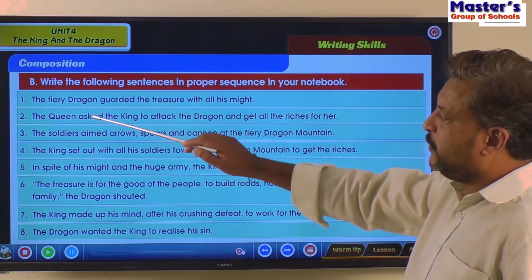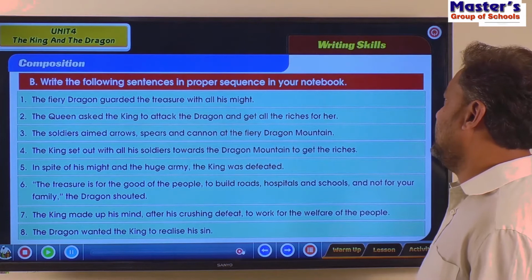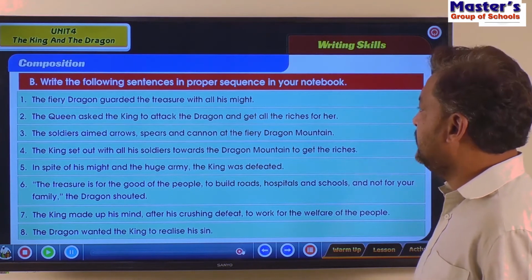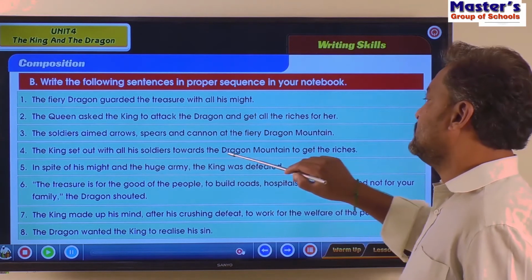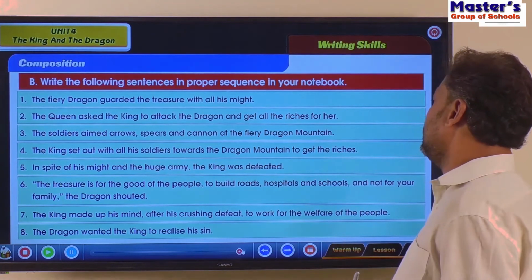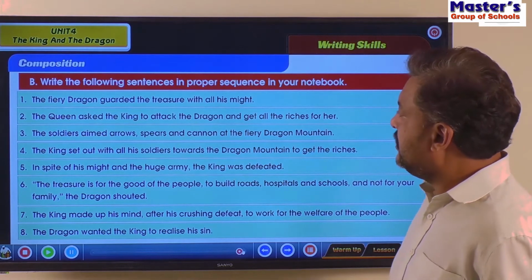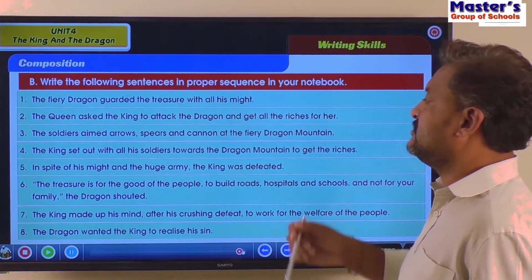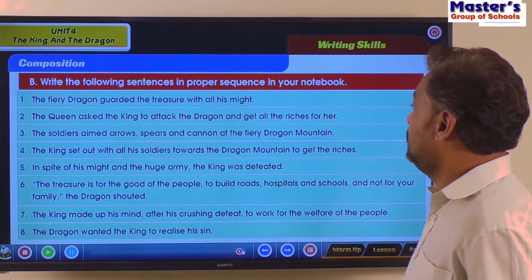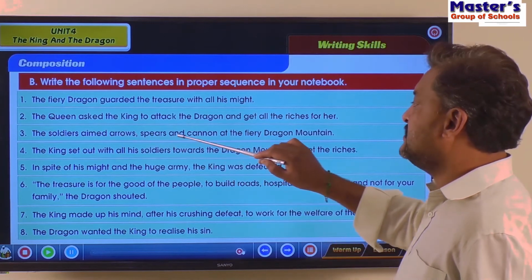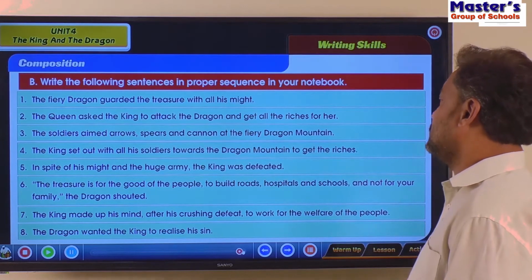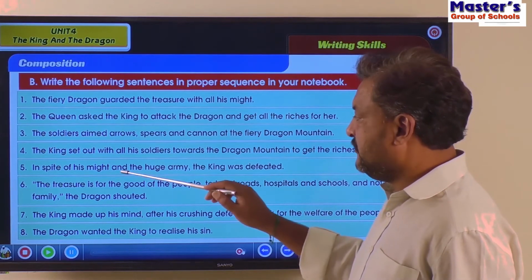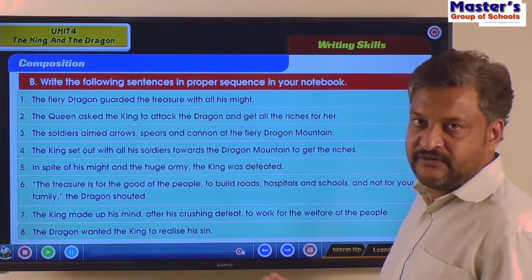So, the queen asked the king to attack the dragon and get all the riches for her, isn't it? That was the first thing that happened. Then the king set out with all his soldiers towards the dragon mountain to get the riches. The fairy dragon guarded all the treasures with all his might is the third one. Fourth one, the soldiers aimed arrows, spears, and cannons at the fairy dragon mountain. In spite of his might and a huge army, the king was defeated.